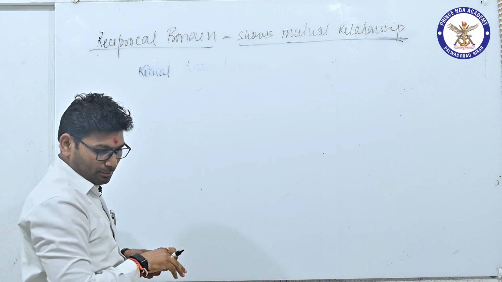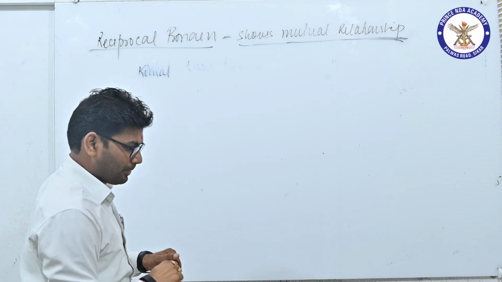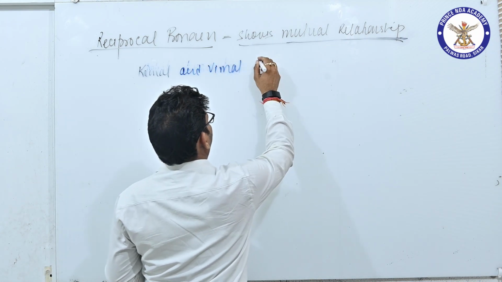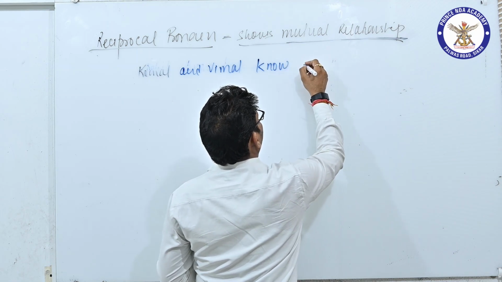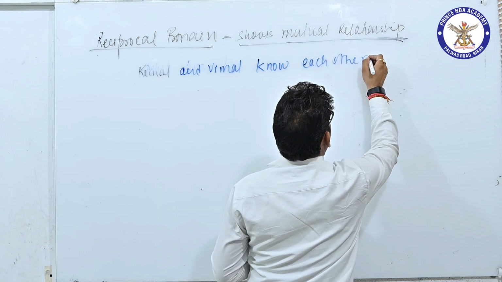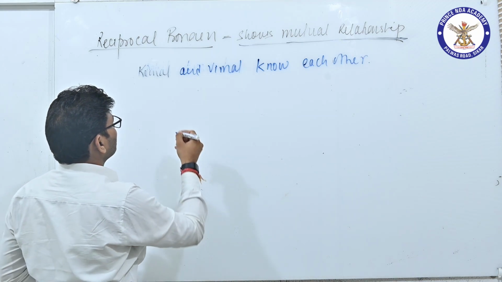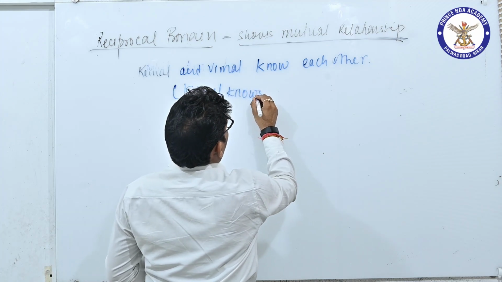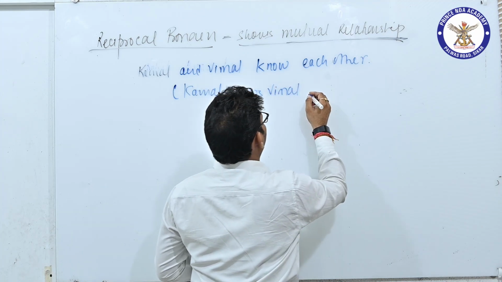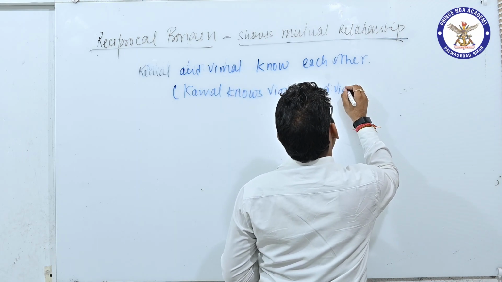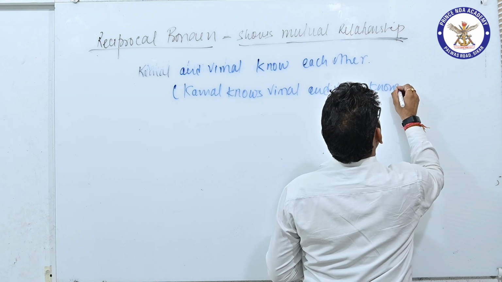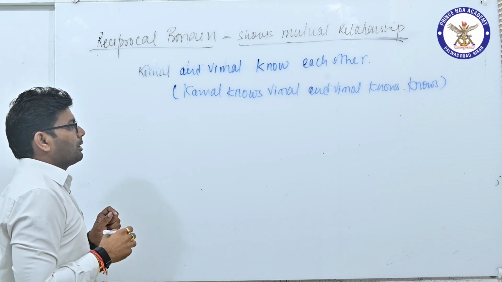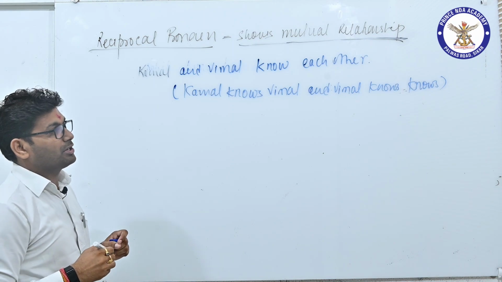For example, Kamal and Vimal know each other. It means Kamal knows Vimal and Vimal knows Kamal. If I say in Hindi, कमल विमल को जानता है और विमल कमल को जानता है.